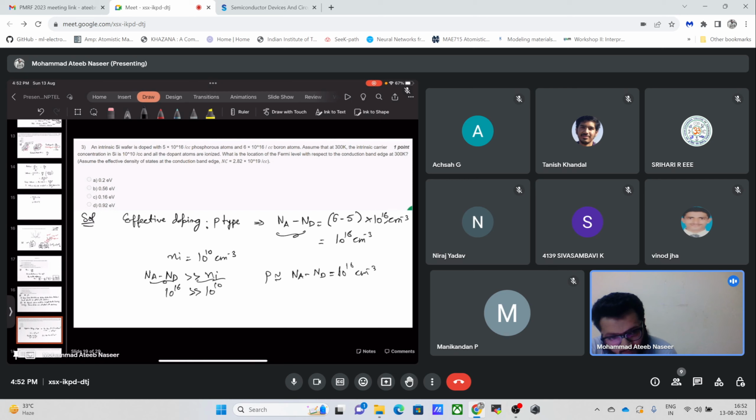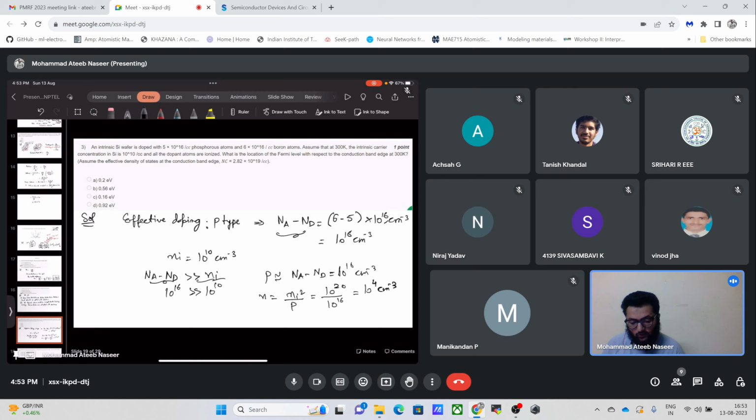Now using the mass action law, we can say Np equals Ni squared, or N equals Ni squared by P. Let's take Ni to be equal to 10 to the power 10 per cubic centimeter. It would mean this is equal to 10 to the power of 20, and since P is equal to 10 to the power 16, we will get N to be approximately equal to 10 to the power of 4 per centimeter cube. Now we have got these N and P values.